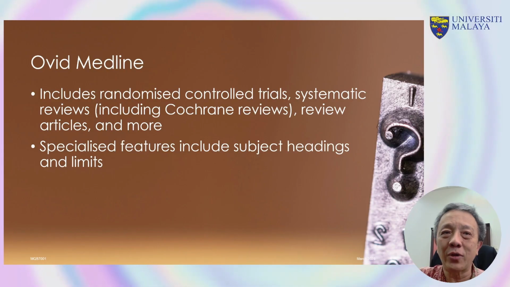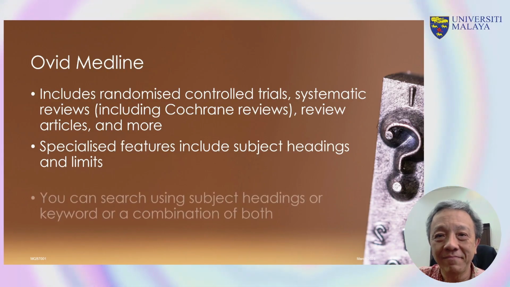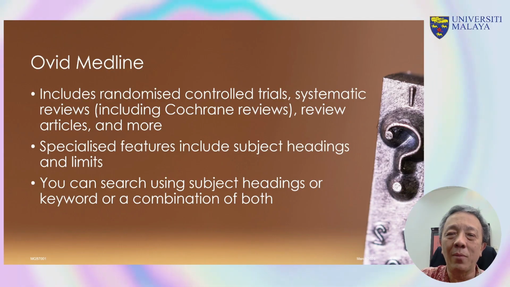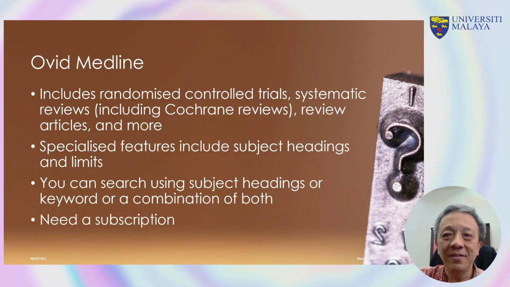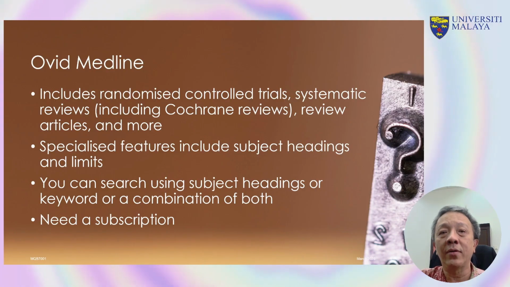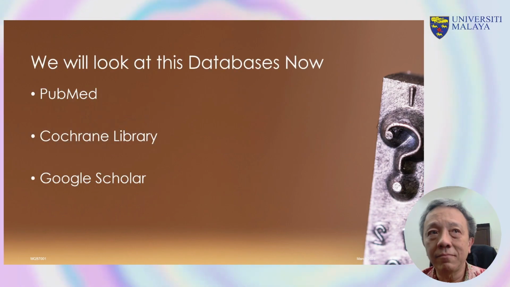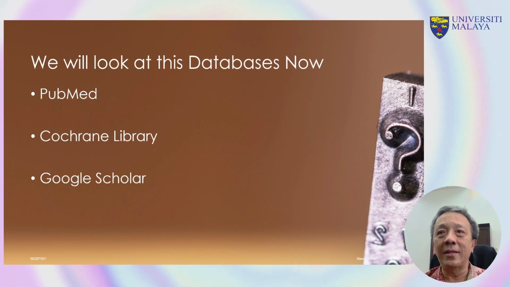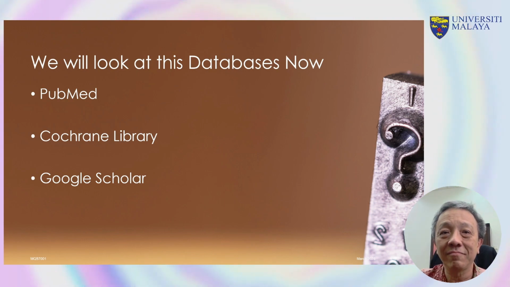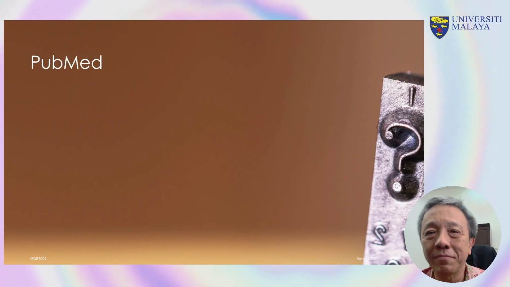Specialized features include subject headings and limits. You can search using subject headings or keywords or a combination of both. And of course, you need to have a subscription for this, and you have a subscription for Ovid. Now we will look at these databases: PubMed, Cochrane Library, and Google Scholar. We will look at them more specifically. All right. PubMed.